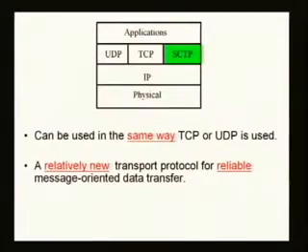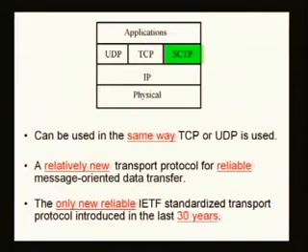It's a relatively new transport protocol, and the keywords here are reliable and message-oriented data transfer. And the third point is that it's really the only reliable IETF standardized protocol that's been introduced in 30 years. TCP and UDP have been around for a long time. They show their age a little bit, and one of the reasons for SCTP was to address some of those features that you would like to have in a transport protocol.